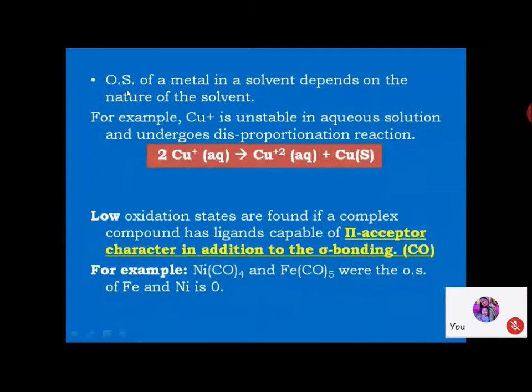Next, the oxidation state of a metal in solvent depends on the nature of the solvent. For example, copper +1 oxidation state in aqueous solution is unstable, right? And it undergoes a disproportionation reaction. Copper ion will change to copper +2 ion and copper solid. Now this is disproportionation.